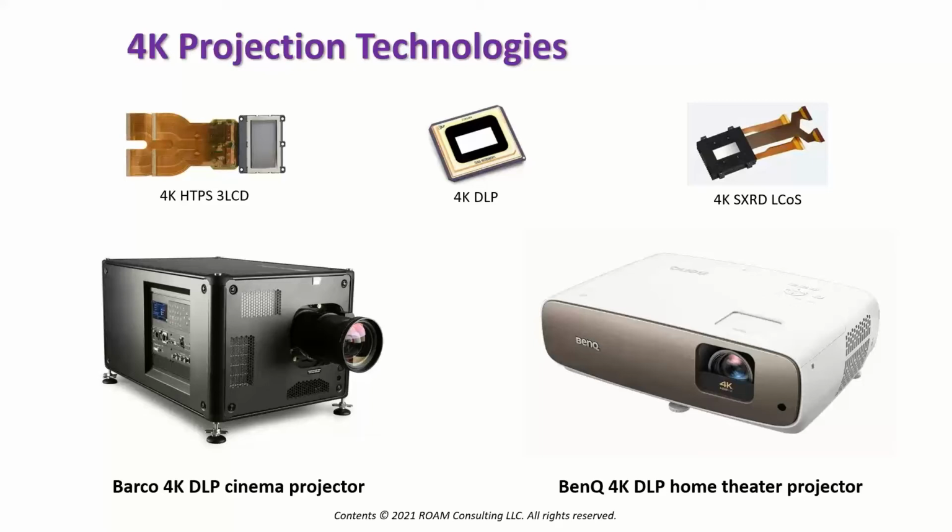There's the full-size cinema chips. There are smaller chips. I'll explain how those work in a minute. And up in the upper right, the SXRD 4K LCOS. So there's a Barco 4K cinema projector that can use lasers. And on the right, a home theater projector you can buy right now to do 4K.